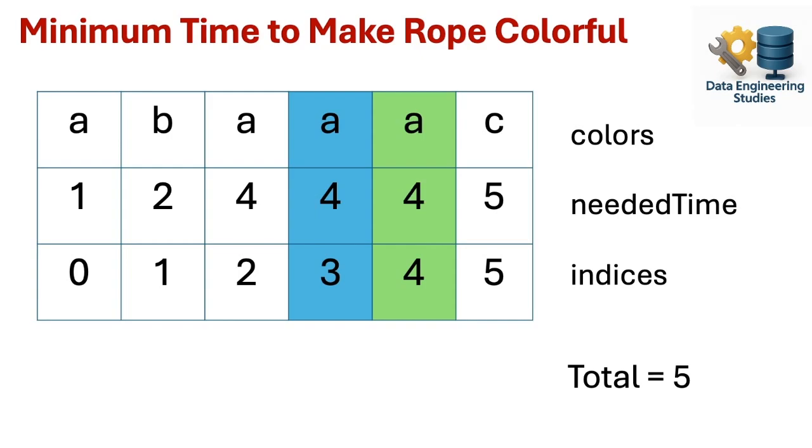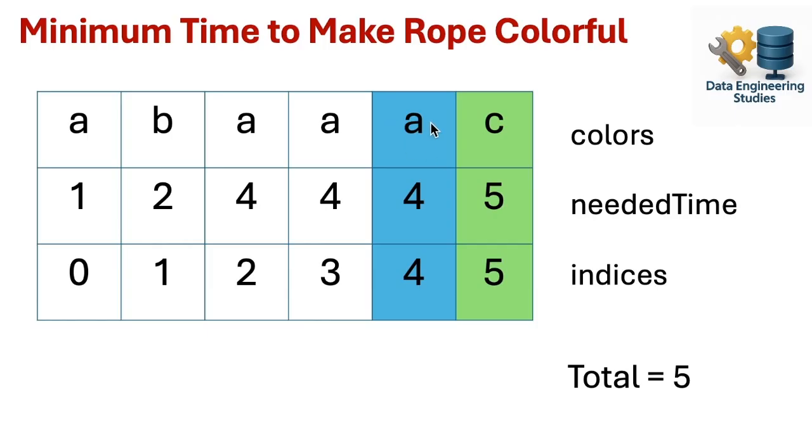Now we will iterate to the next index and we will compare with the previous index. In our case, both the colors are different. So we don't have to do anything. We will just skip. We have iterated all the elements of the list. So we will return our total. Our total is 5. I hope the approach makes sense. Now let's get into the implementation.